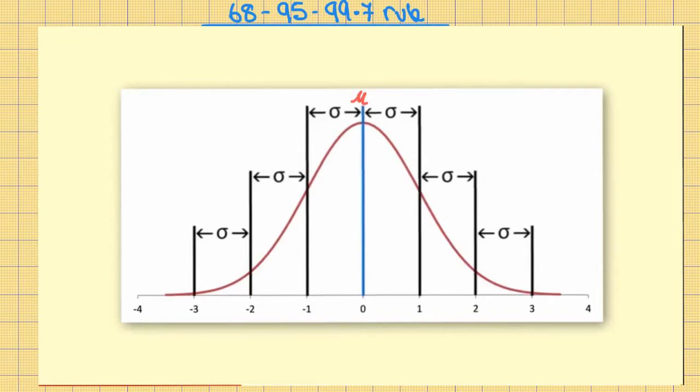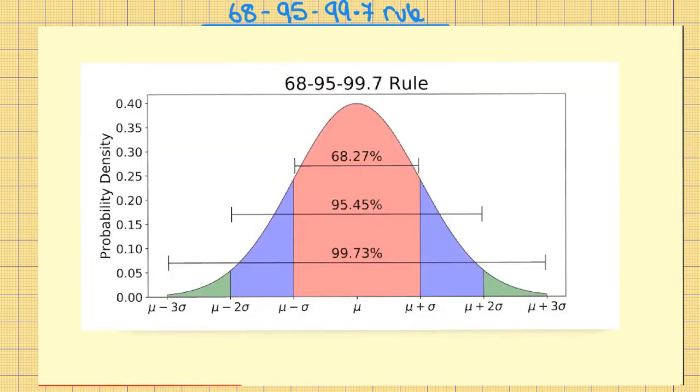In fact, 99.7% of the data is within 3 standard deviations above or below the mean. In fact, 68% of the data under a normal distribution curve lies between -1 and +1 standard deviation from the mean.